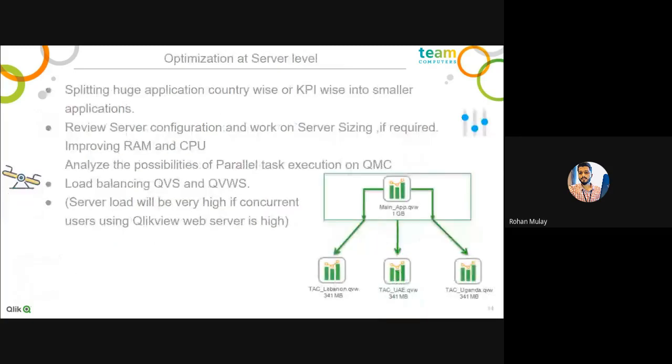Then we have optimization at server level. Now, server level means there are certain scenarios where your client might not have good infrastructure in terms of server configuration, and your application might not perform well if it is not optimized. So we'll first try all the optimization approaches that we have discussed so far.